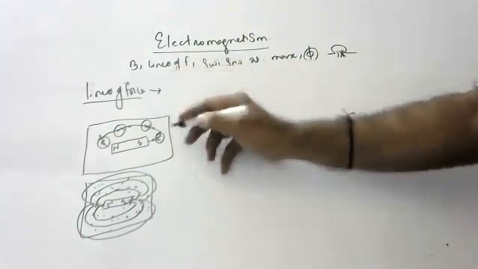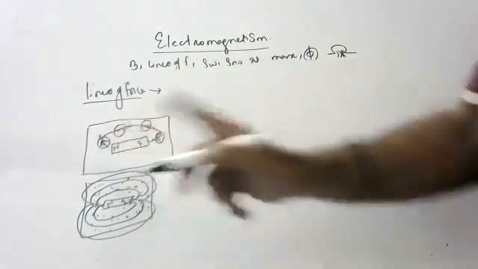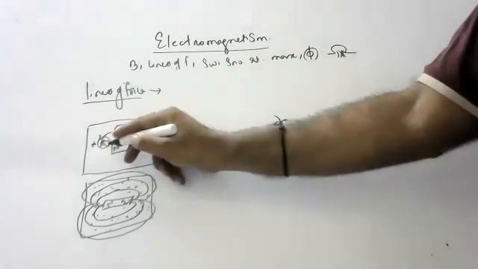What is a line of force? How are we drawing? Wherever arrowhead is showing, there you are drawing. No, arrowhead is north pole, tail is south pole.